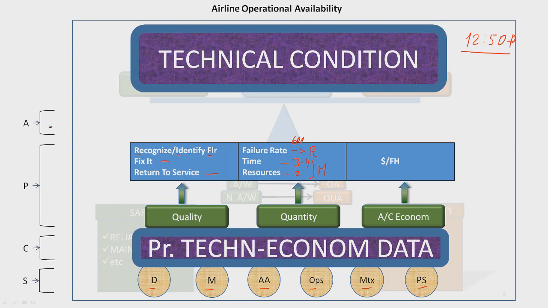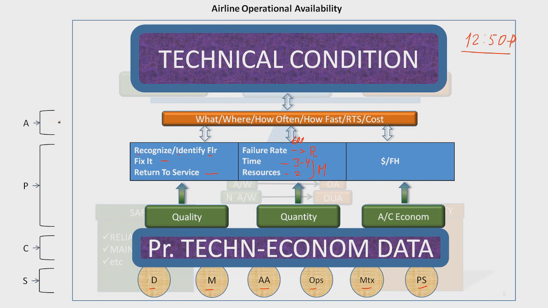And the last segment is analyzing. We need to analyze all this information. We need to answer the next questions: what, where, how often, how fast, return to service, cost? What? AC generator. Where? Left AC generator, not right. How often? We said 600 flight hours. How fast? We said 3-4 hours.